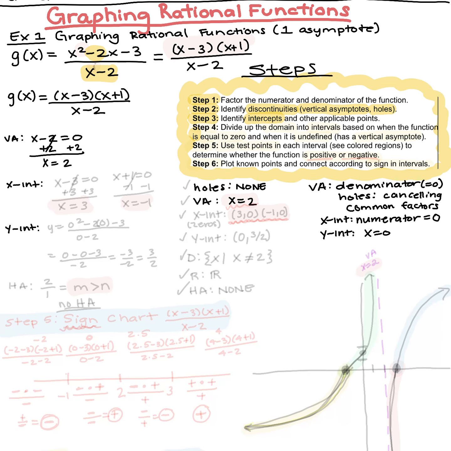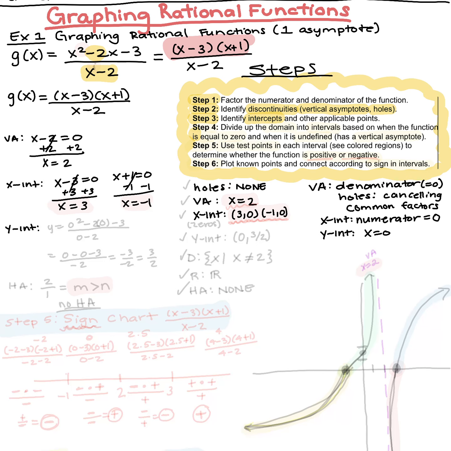So in this case, I'll get my numerators, which are these right here, and set both of those equal to 0. So that means that I'm going to get x minus 3 equal to 0, and then x plus 1 equal to 0. Add the 3, x equals 3. Subtract the 1, x equals negative 1. So my x-intercepts will be (3, 0) and (negative 1, 0).